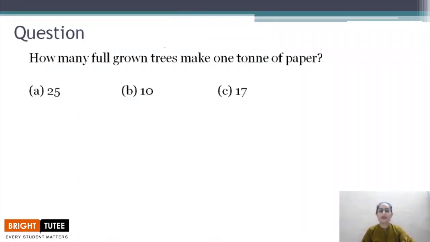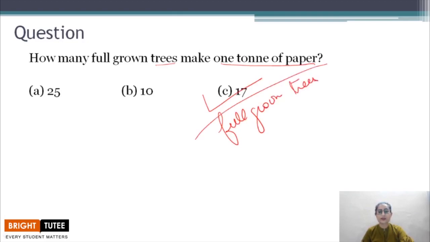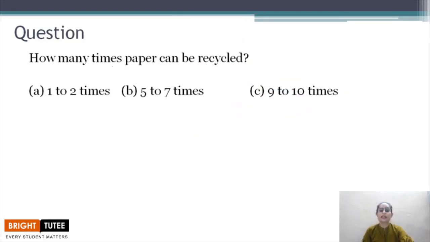Now next question, how many full grown trees are used to make 1 ton of paper? For making 1 ton of paper, we require 17 full grown trees, right? That is why recycling of paper is very, very important. Now, how many times can paper be recycled? Paper can be recycled 5 to 7 times. So B is the correct option.